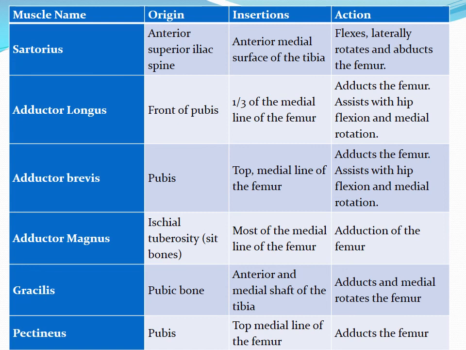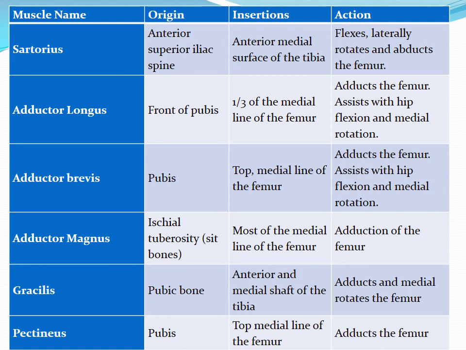And then you're going to have your adductors. Don't worry too much about them. Know that those three adductors, we won't make you differentiate between them. Know that they're going to arise on the pubic bone and attach to the femur, and their jobs are all going to be to adduct the femur. The gracilis will do the same thing. It's going to go from the pubic bone, but it will go lower. This one will actually go to the tibia, and it also will adduct.